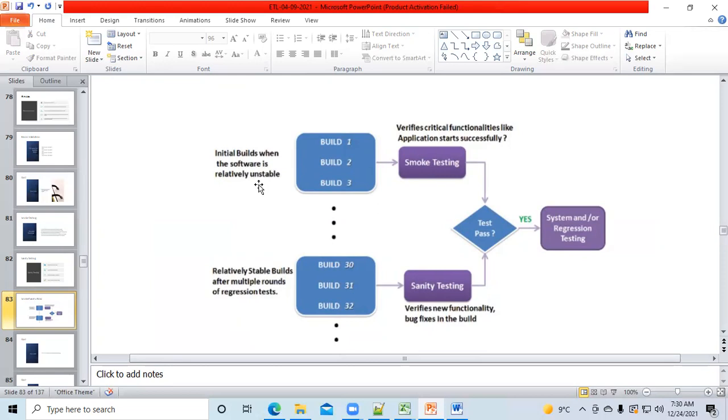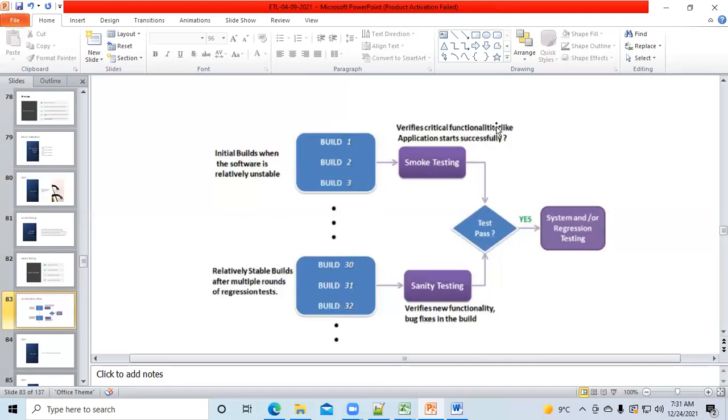So first of all, these are the builds: build one, build two, build three. Or maybe you can assume these are the different functionalities of an ETL project. Maybe the soft delete functionality, SCD functionality, the tables they have created, duplicate check, deduplication check, reconciliation checks. Once this is done and the developer has developed this, what you will do first is smoke testing.